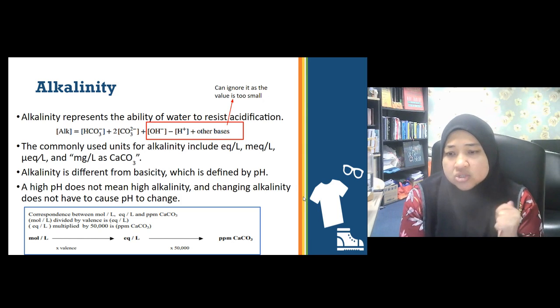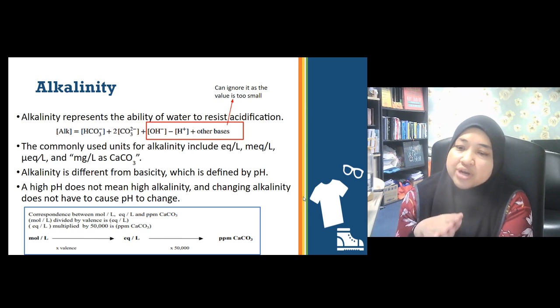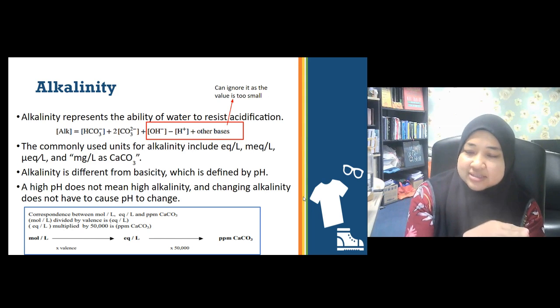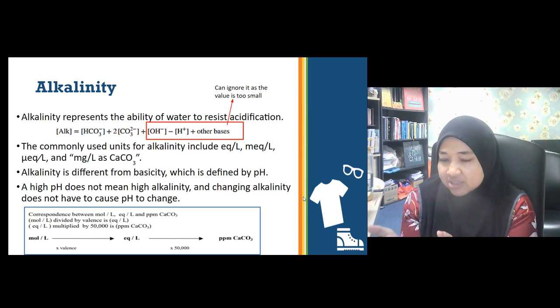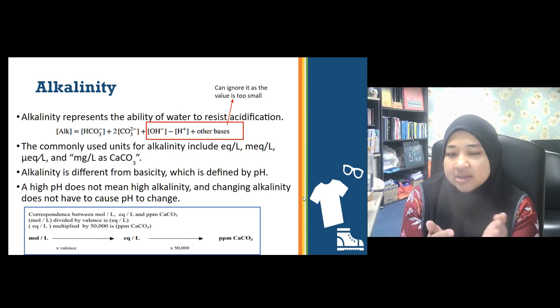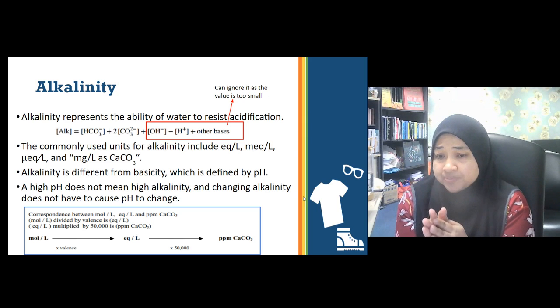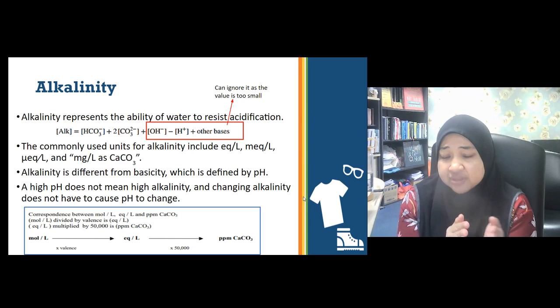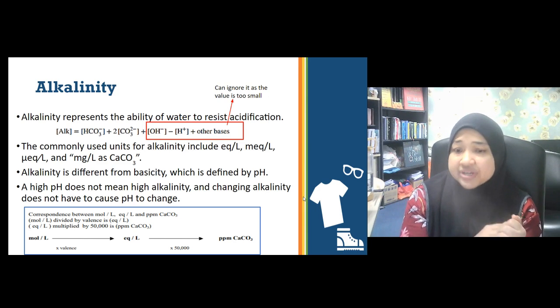If you look at the equation down there, it shows how you can convert from one unit to another. Please have a look carefully. Between mole per liter and equivalent per liter, how do you convert? You multiply by the valence, and for ppm of calcium carbonate you need to multiply by 50,000. So that is the formula, and you need to know step by step how to convert it.